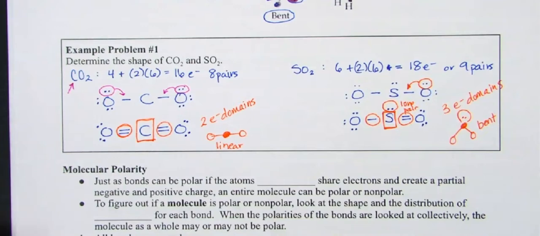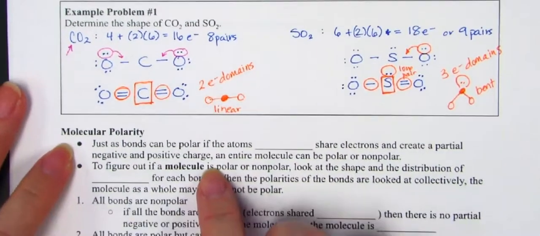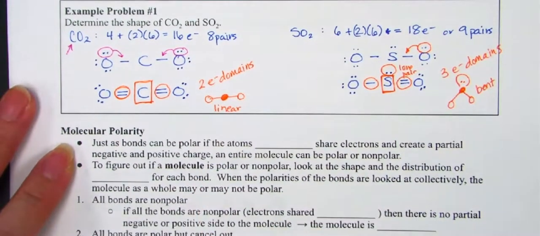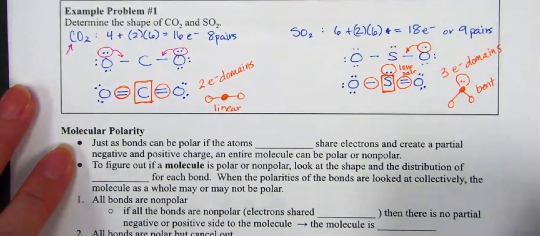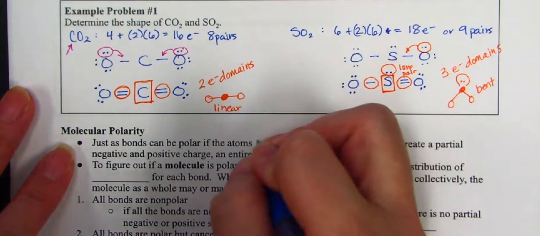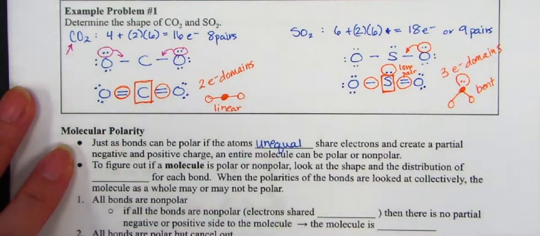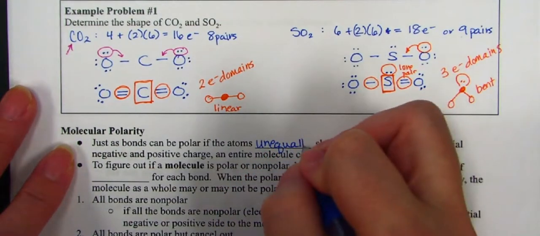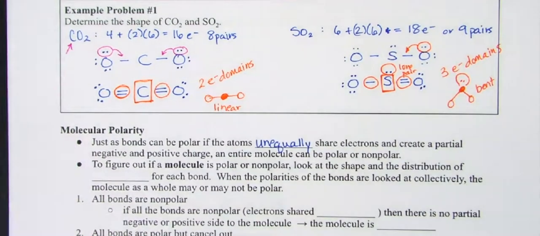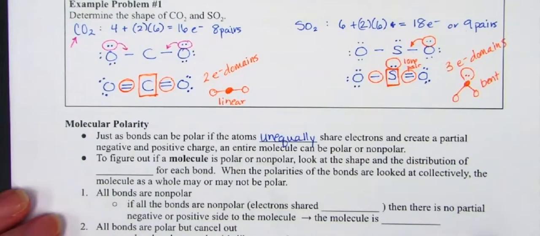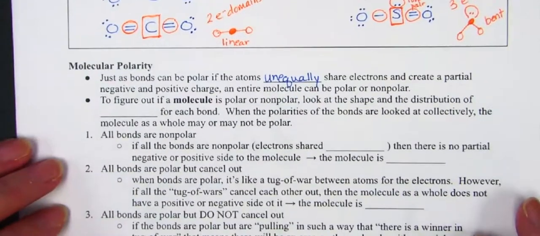Now, just as bonds between 2 atoms can be polar if the atoms unequally share electrons, this creates partial negative and positive charges. Similarly, an entire molecule can actually be polar or nonpolar.